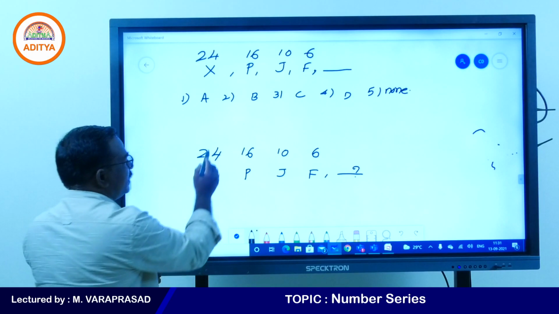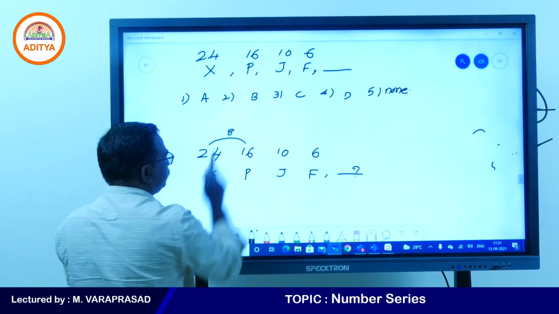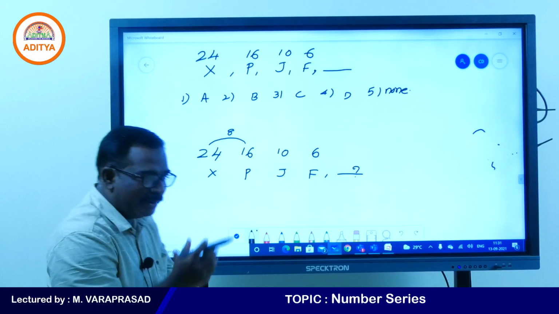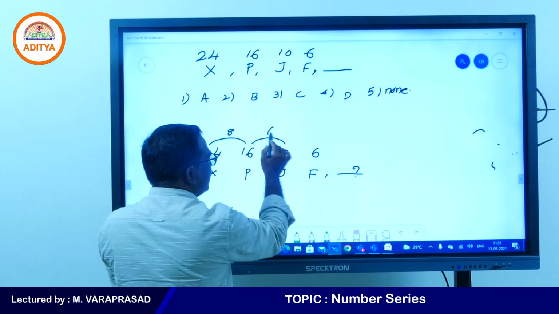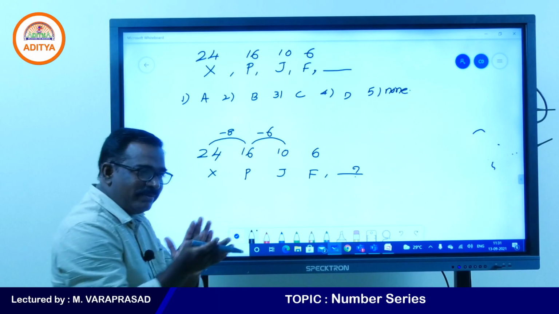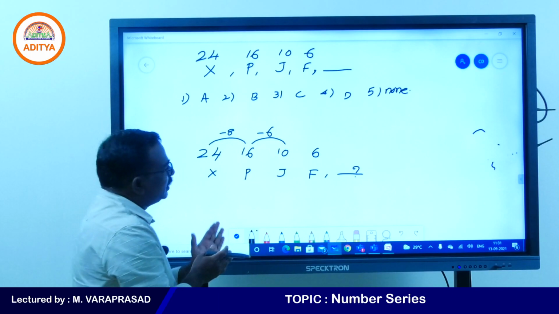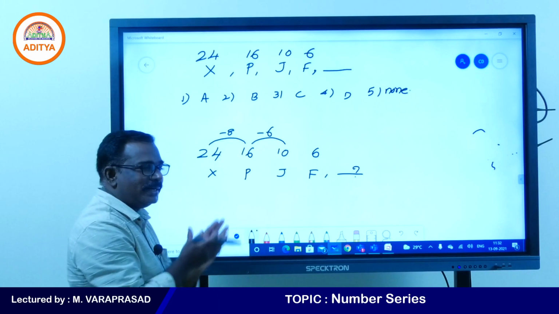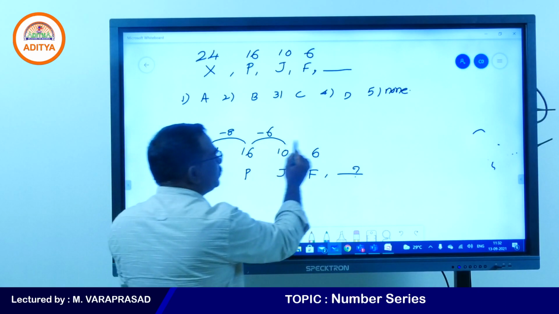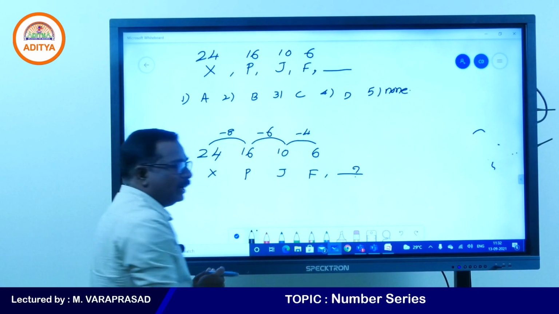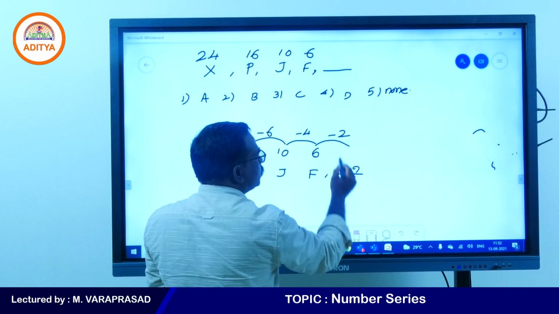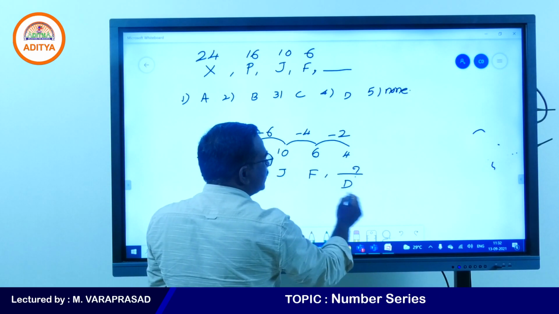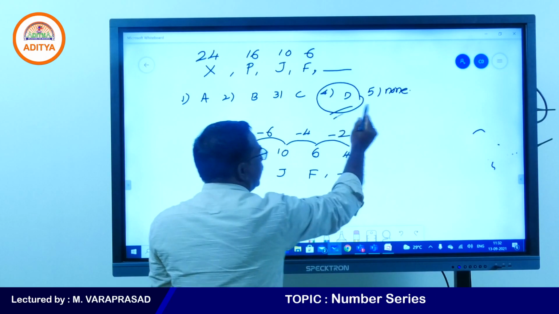What is the difference between these? 8. It is an even number. 8 is an even number. Yes, what is the difference here? 6 is an even number. 8 is an even number, 6 also an even number. So it is going on in a decreasing way. What is the next even number? It is 4. And the next even number you will get is 2. So 6 minus 2, 4. That is answer D. Many of you wrote answer D.